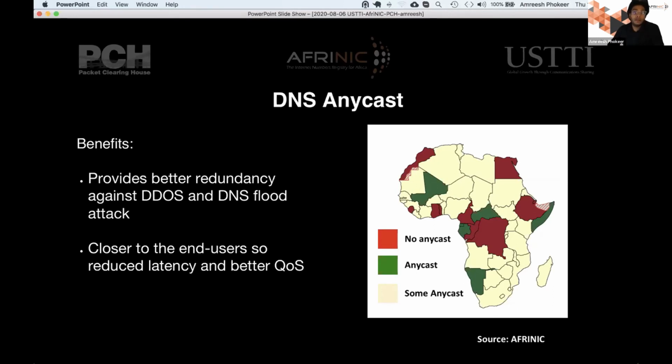PCH is also providing the same service where you can use their Anycast service, and of course it is well distributed in the globe. So what are the benefits of using DNS Anycast? Of course, it provides better redundancy and protection against DDoS and DNS flood attacks. And by virtue of using an Anycast service, it is also closer to the end users. So this means that you will have better quality of service thanks to reduced latency to those Anycast servers.